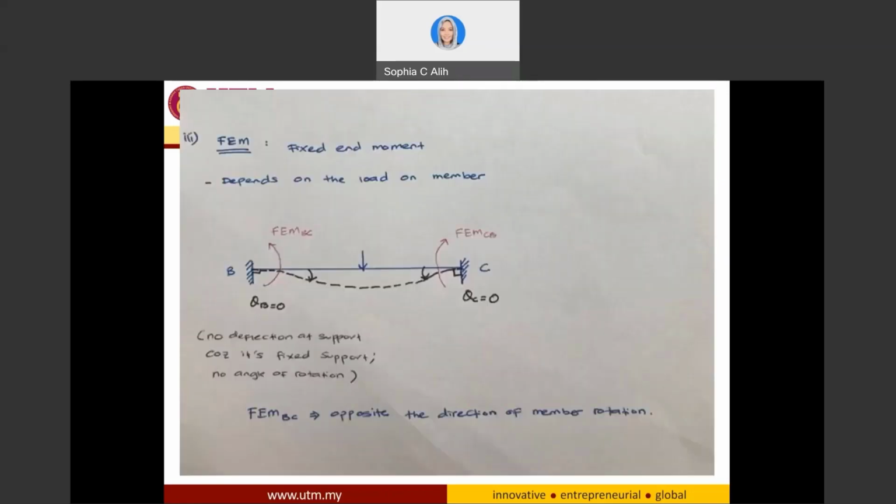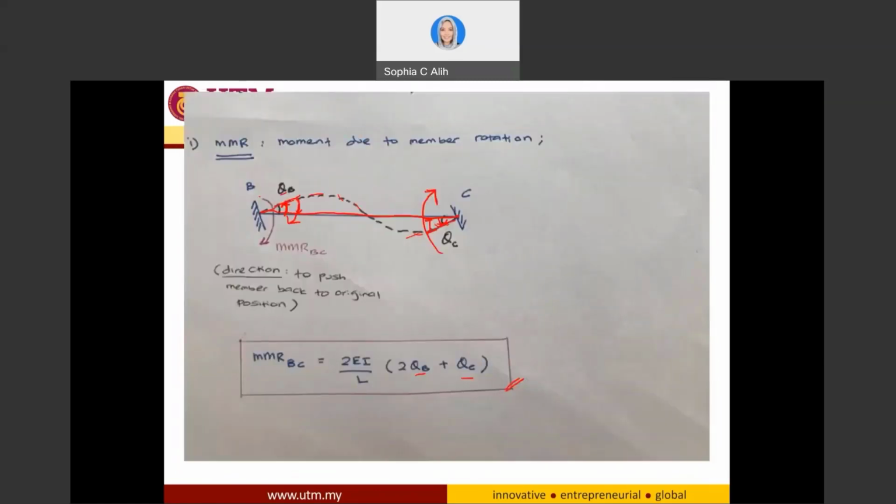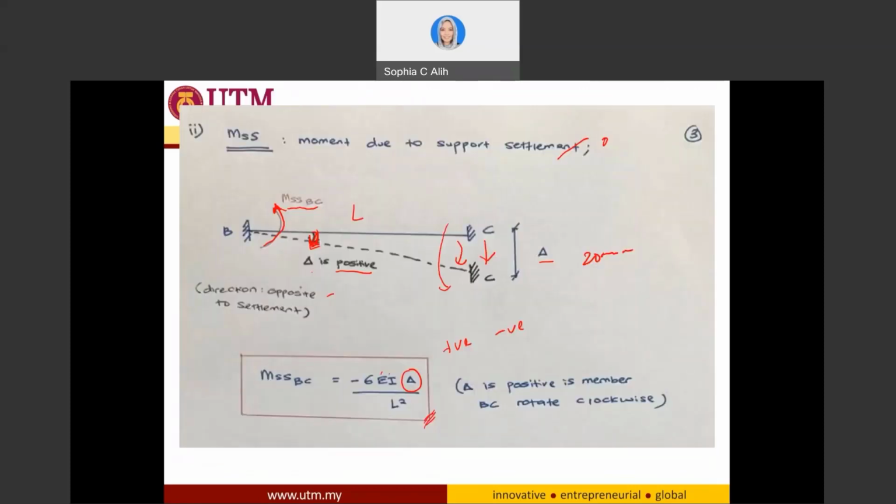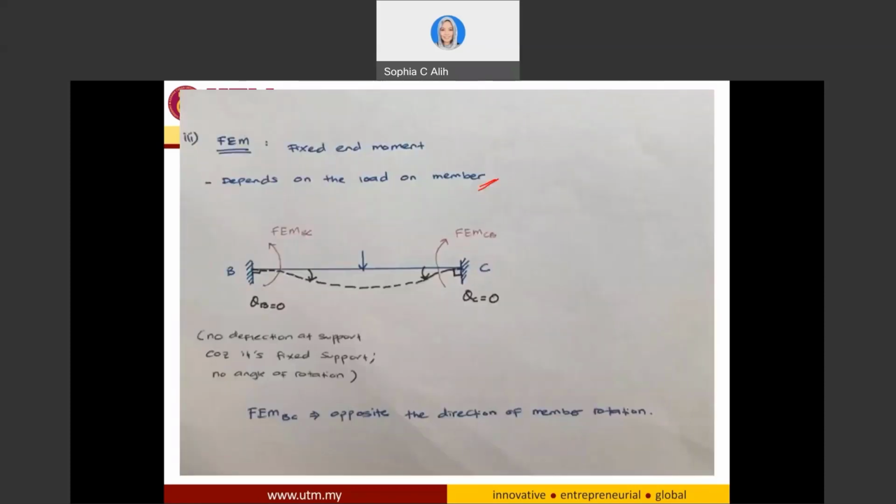The third one is what we call the fixed end moment. This fixed end moment depends on the load of the member. As you can see here, the first two don't depend on the load of the member. They only depend on the material properties of your member, EI, the length of your member, and also theta B or theta C, depending on the angle of the rotation. Similarly, only the fixed end moment depends on the load on the member.